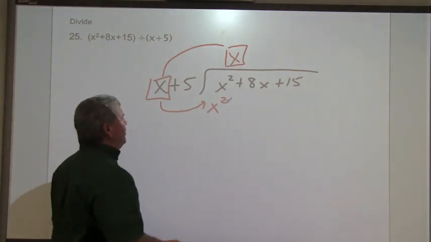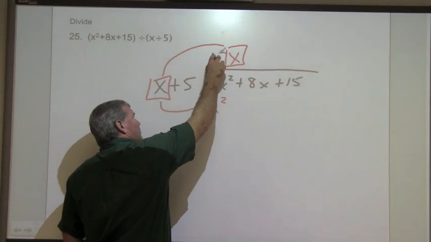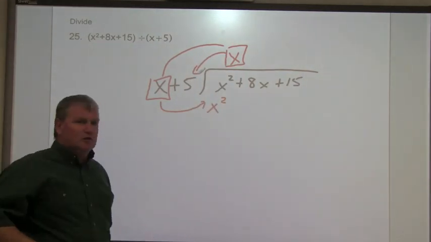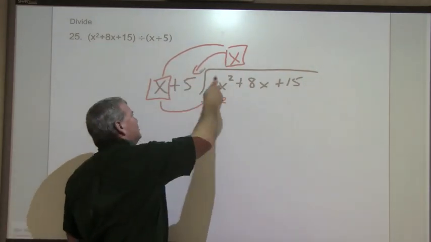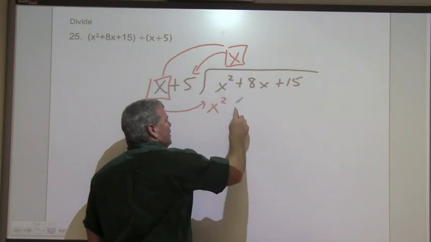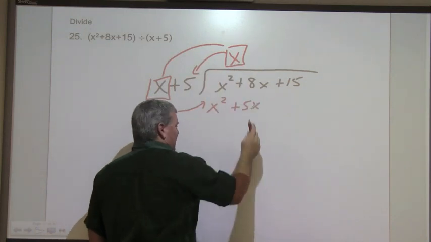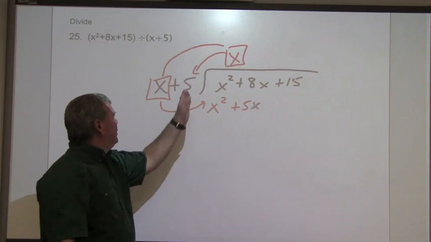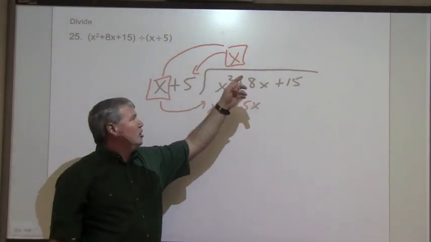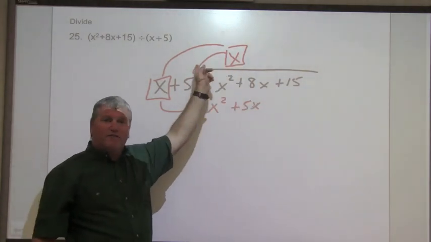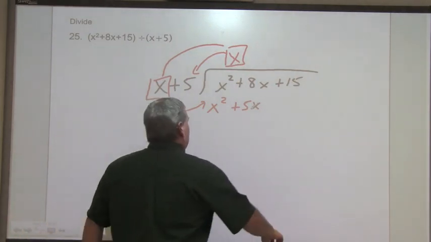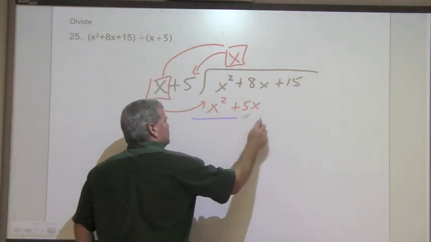Then at that point, you're going to distribute that to both of these. So not only are you going to multiply x times x, you're going to multiply x times 5, which gives you 5x. So you don't look at what's here to determine what you're going to put here. You only look at the first term. And then at that point, you're going to subtract.